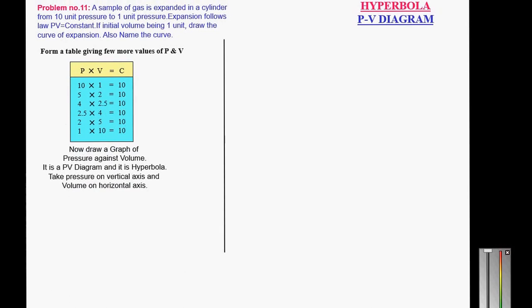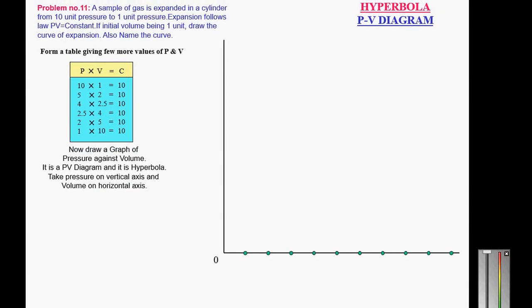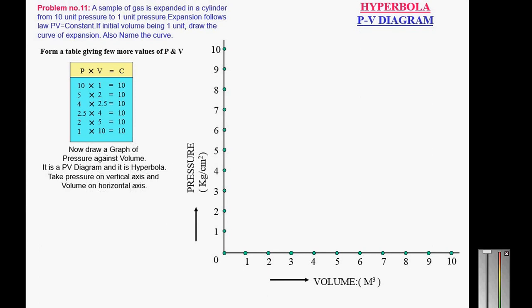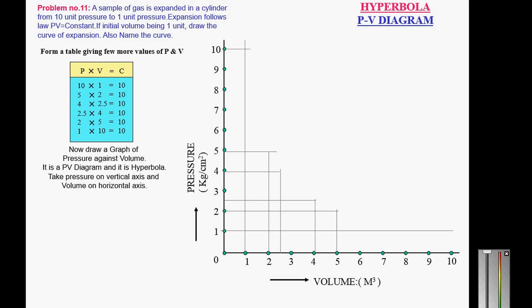So this is the PV diagram of a hyperbola. P into V is a constant, which means the x-axis is volume and the y-axis is pressure. Mark the divisions 1, 2, 3 to 10 similarly on the x and y axes, and the condition is P into V is constant. Take different values. First, P is 10 and V is 1, so P into V is equal to 10. This condition should be satisfied.